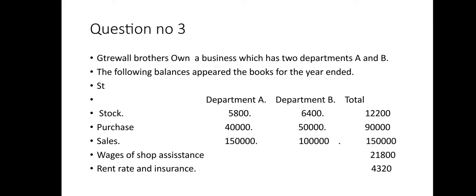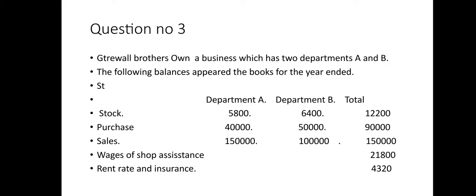Third one is sales. Sales are 1,50,000 and 1 lakh. We will write the sales on the credit side of the trading account: 1,50,000 in the column of Department A, and 1 lakh in the column of Department B. Next is wages of shop assistant.